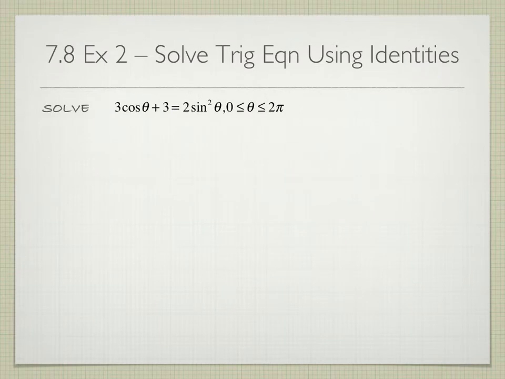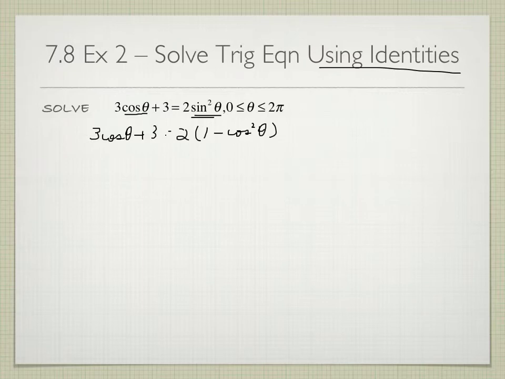Okay, another example. This time we're going to be using identities. So let's see, what can I do to make this simpler? I don't like the fact that I have two different trig functions, so let's try and replace one. We could probably use the Pythagorean identity to replace sine squared theta. So let's try that. 3 cosine theta plus 3 equals 2 times, and the Pythagorean identity tells us that sine squared is 1 minus cosine squared theta.